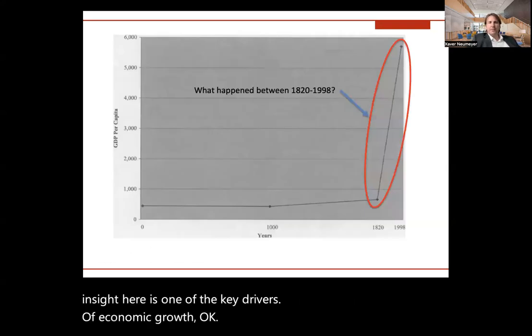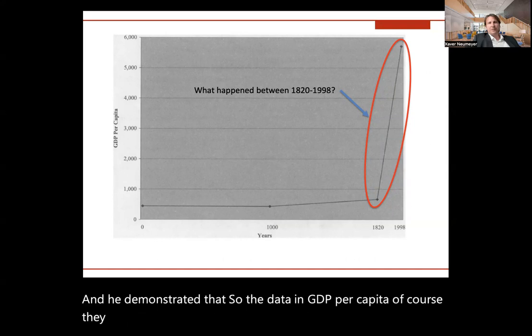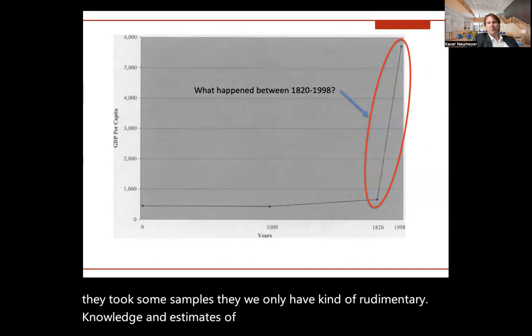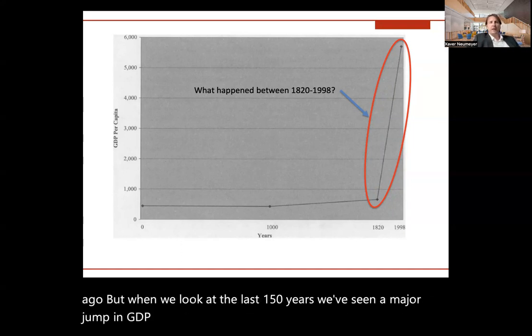And he demonstrates that. The data on GDP per capita, of course, they took some samples, we only have rudimentary knowledge and estimates of how much the GDP was 1,000 years ago. But when we look at the last 150 years, we've seen a major jump in GDP per capita, right? And this is essentially parallel to what we've seen in terms of technology development, right?